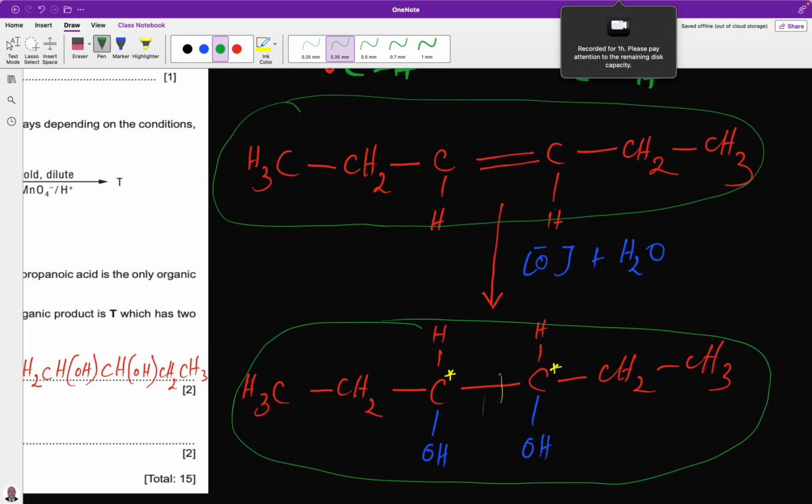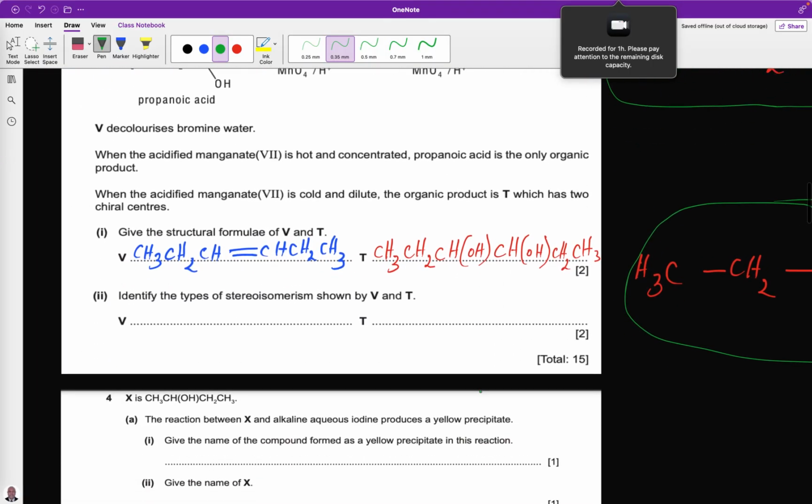T is the other type of isomerism, optical isomerism. The condition for optical isomerism is that the molecule must have a carbon atom with four different groups. Here in optical isomers, there is a chiral carbon here, and there's also a chiral carbon here. So in that case, T will undergo optical isomerism, while V will undergo geometric isomerism, or what we call cis-trans isomerism. Go to your question paper and you do it there like that.